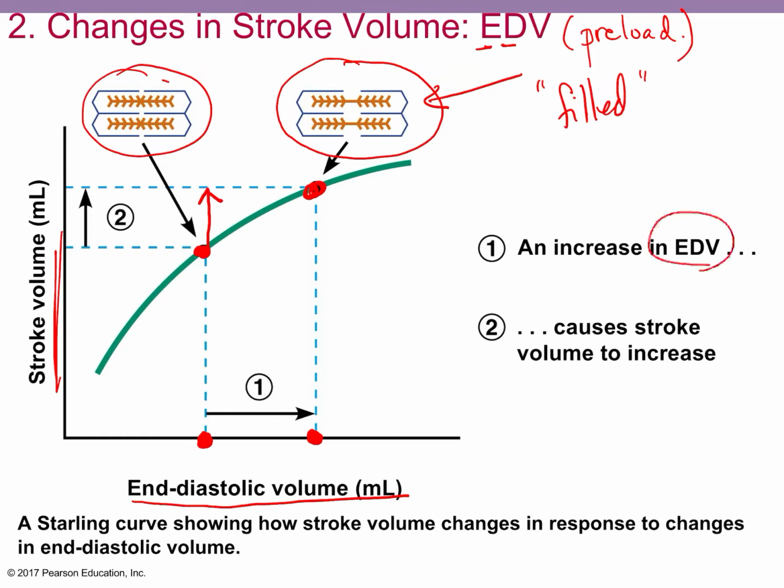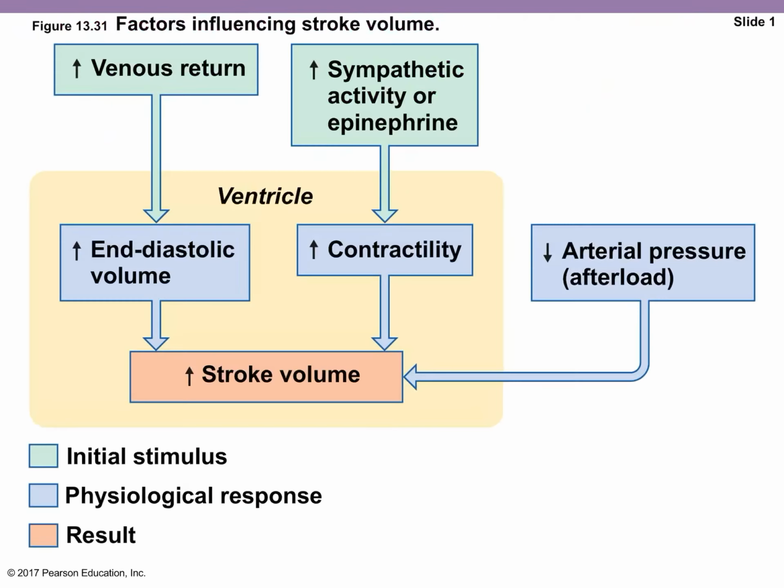Therefore, by increasing the preload, by increasing the end diastolic volume, you can actually increase the stroke volume. So the short phrase is, the more blood that comes into the heart, the more blood will leave the heart. But this is because the muscle actually contracts more forcefully.